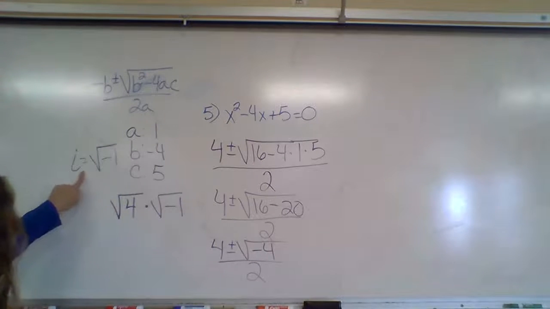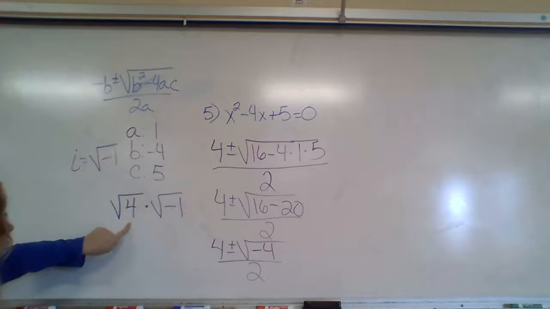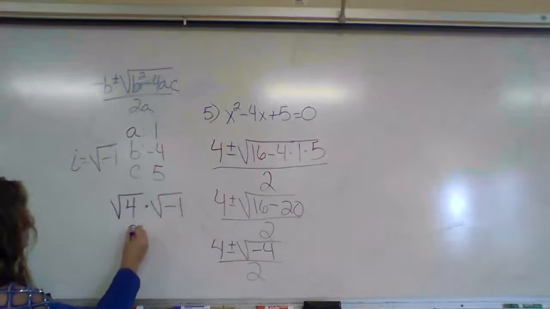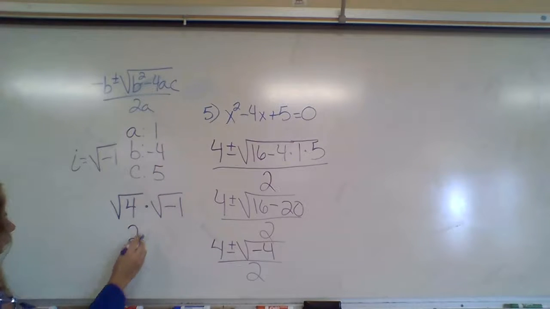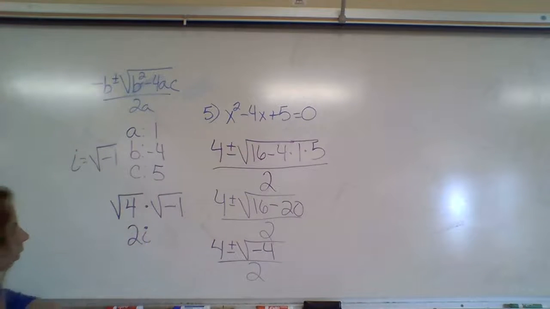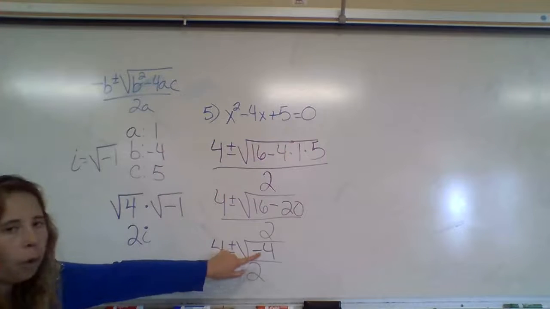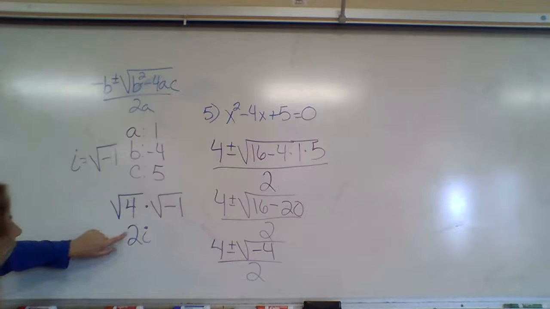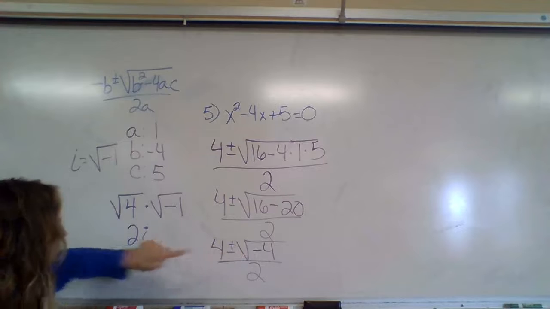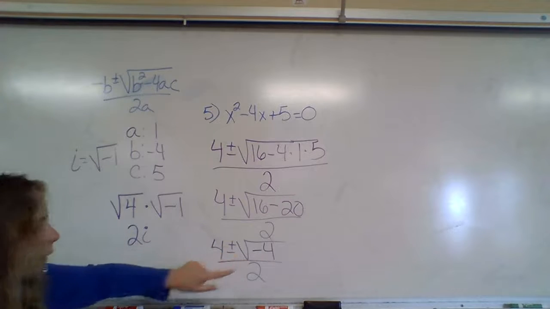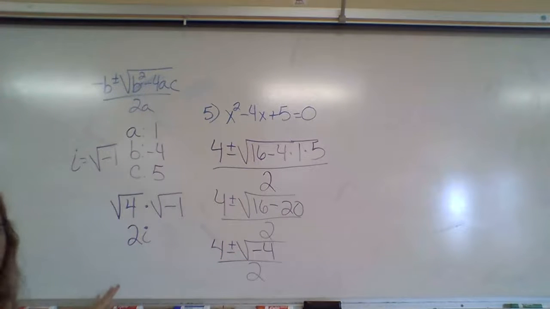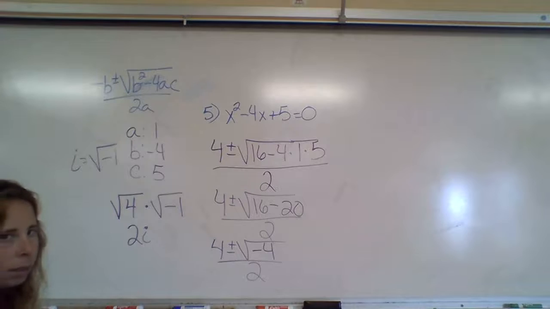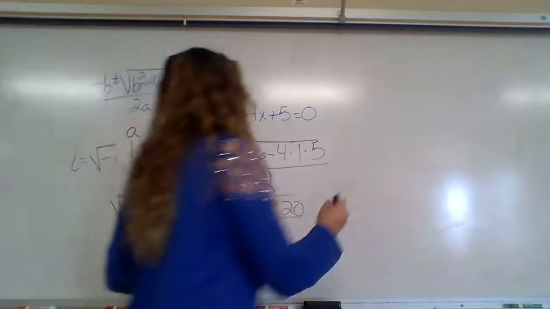So, the square root of 4, we're going to do 2. And then the square root of -1 is i. So the square root of -4 is equivalent to 2i. These are equal to each other. All right? You're not done yet. You're not done yet.